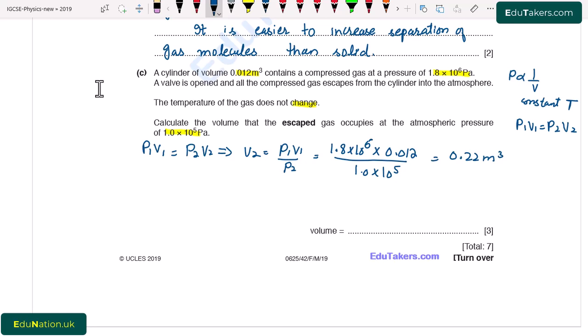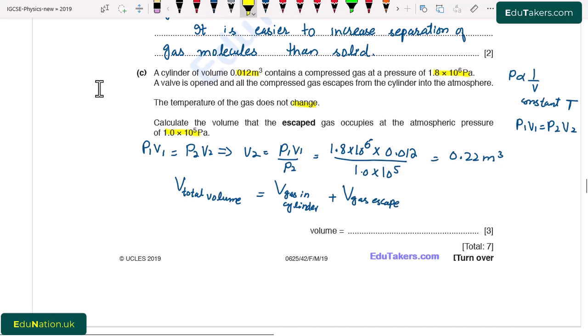So we can see here that here is a system. The total volume of the gas will be equal to the sum of the volume of the gas in the cylinder plus the gas that escapes from the cylinder. I write here: total volume will be equal to volume of the gas in cylinder plus volume of the gas that escaped.